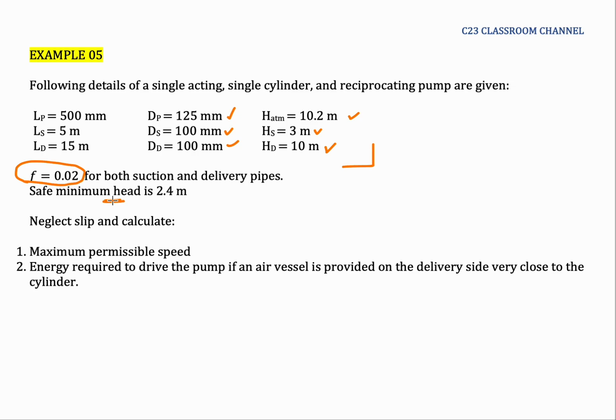And then the safe minimum head is 2.4. So this idea is similar to the previous question. First, neglect the slip and calculate the maximum permissible speed. So we need to calculate the maximum speed before separation can occur. And number 2, the energy required to drive the pump if an air vessel is provided on the delivery side very close to the cylinder. So in this situation, we need to calculate the case with an air vessel.